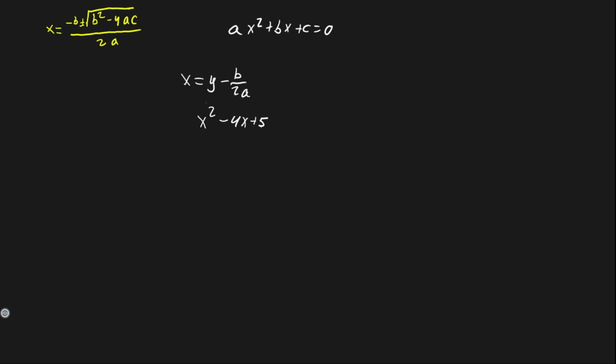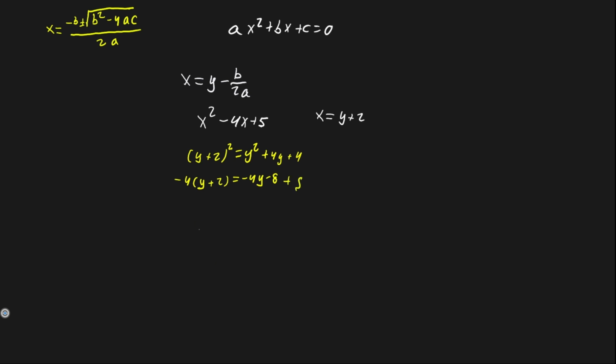And we're going to go ahead and set x is equal to y minus b over 2a. So we have x is equal to y plus 2, because negative and negative make a positive. So we have 4 over 2, which is positive 2. And now we're going to have y plus 2 squared is equal to y squared plus 4y plus 4. And negative 4 times y plus 2 is going to give us negative 4y minus 8 plus 5.